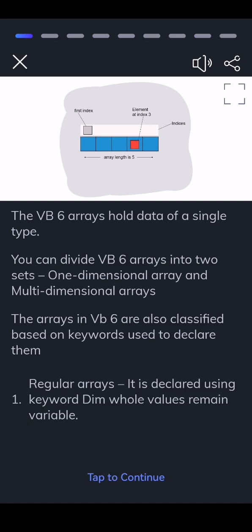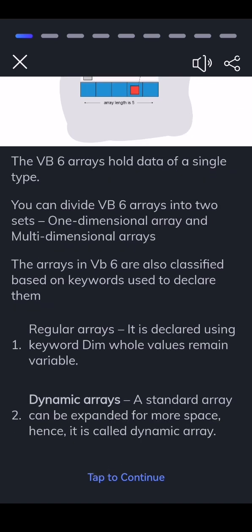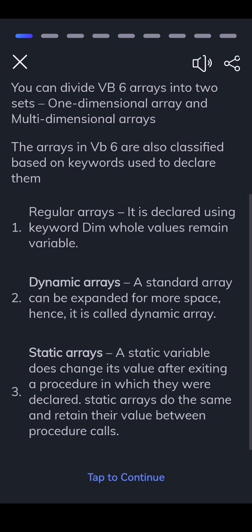Regular arrays are declared using the keyword Dim, whose values remain variable. Dynamic arrays: a standard array can be expanded for more space, hence it is called a dynamic array. Static arrays: a static variable does not change its value after exiting the procedure in which it was declared. Static arrays do the same and retain their value between procedure calls.